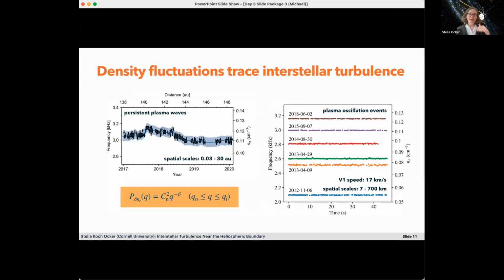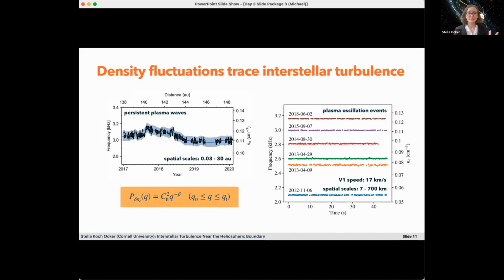So now I want to transition into emphasizing one application for why we care about getting regularly sampled density measurements. One of the reasons is that density fluctuations trace interstellar turbulence and can tell us about the properties of turbulence that are also measured through magnetic field data. Density fluctuations follow a power law wave number spectrum that is given by this equation on the bottom left. Here Cn squared refers to the amplitude of the turbulent spectrum. Q, the wave number, is inversely proportional to the length scale of the density fluctuations. And beta, the spectral index, is 11/3 for Kolmogorov turbulence. This density fluctuation spectrum extends from an outer scale QO to an inner scale QI.